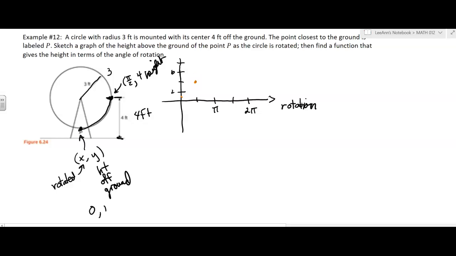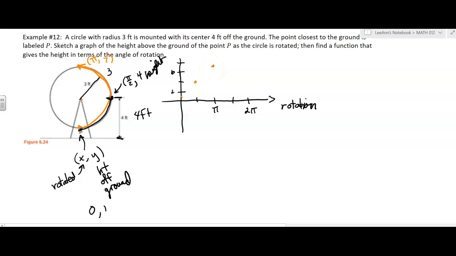Now I'm going to rotate more and get here to the top of the circle. So I have rotated from the bottom all the way up to the top. I've gone pi units, halfway around the circle. And what is that height then? Here the rotation is pi, and the height is 4 feet plus 3 feet, which is going to be 7 feet off the ground. So at pi, it's going to be 7.